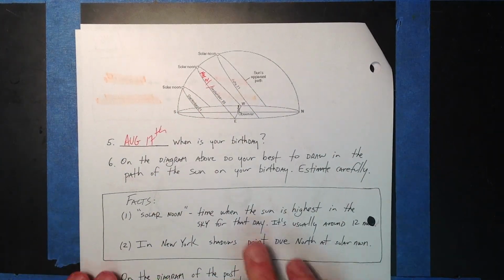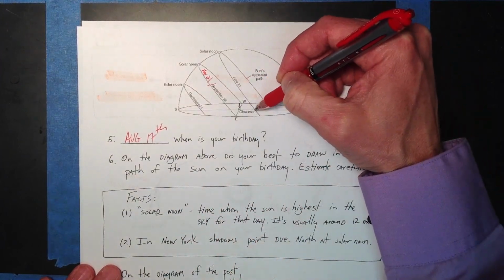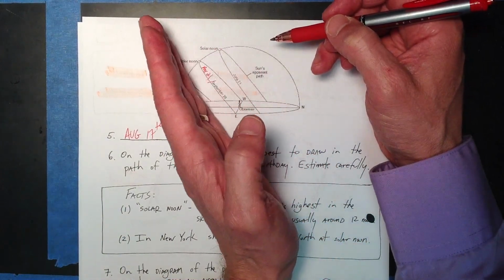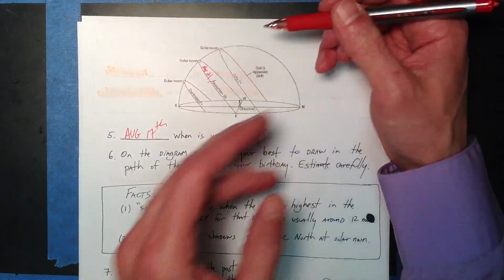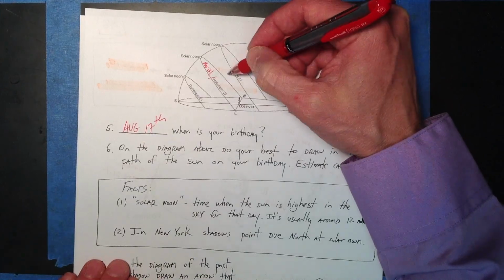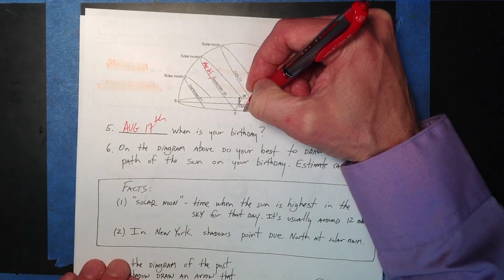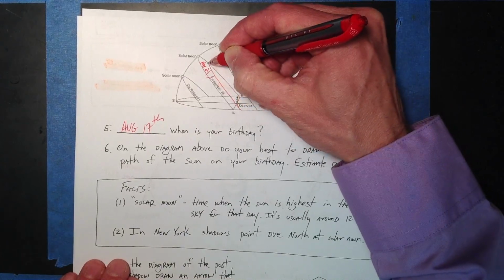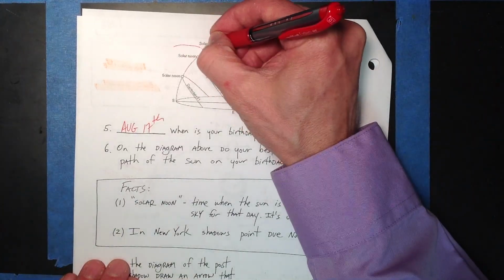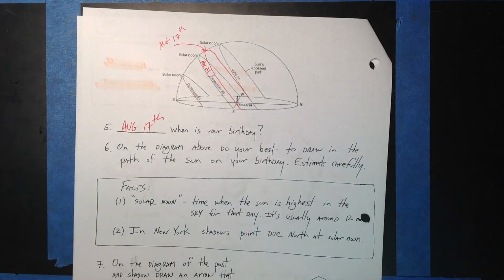On the diagram above, do your best to draw in the path of the sun on your birthday. So this is sort of June. The path goes this way, and then from June it starts going back down. September, December, and then from December, January, February, March. It kind of goes in between here. So if this is September 23rd, August 17th is about 2 months after June 23rd, a month away from here. So maybe it's about here. And label it August 17th. It's an approximation. Okay.